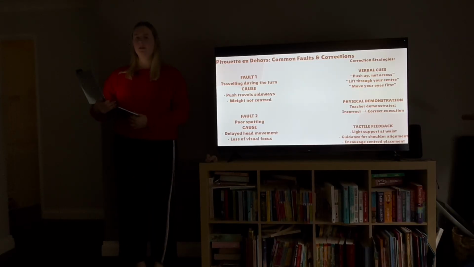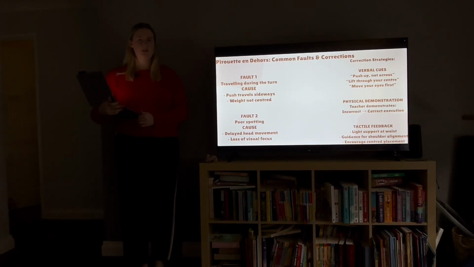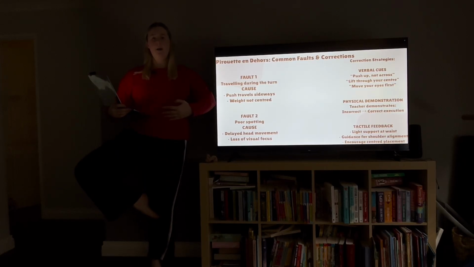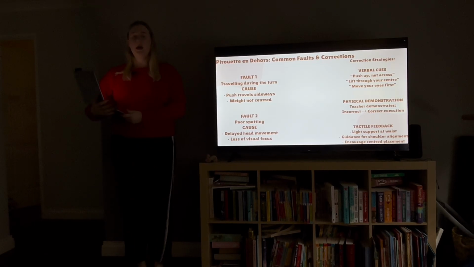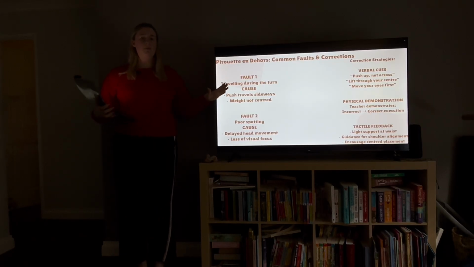The 2 common faults that I'll be talking to you about today in pirouettes en dehors, the first one being traveling during the turns. The cause of this is pushing sideways through the torso. Having your retire up, pushing to the side or pushing to your hips can cause you to fall off, and your weight is not centered. Speaking previously about posture and alignment and the importance of it, this is why you need to develop strong alignment in the early years of ballet.